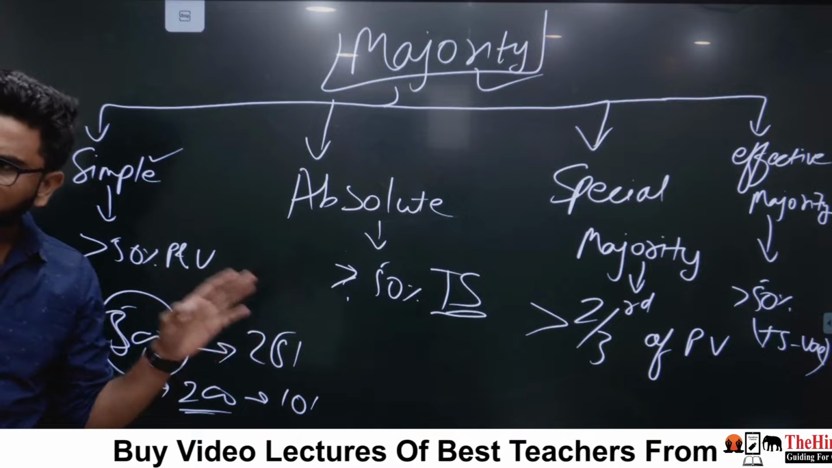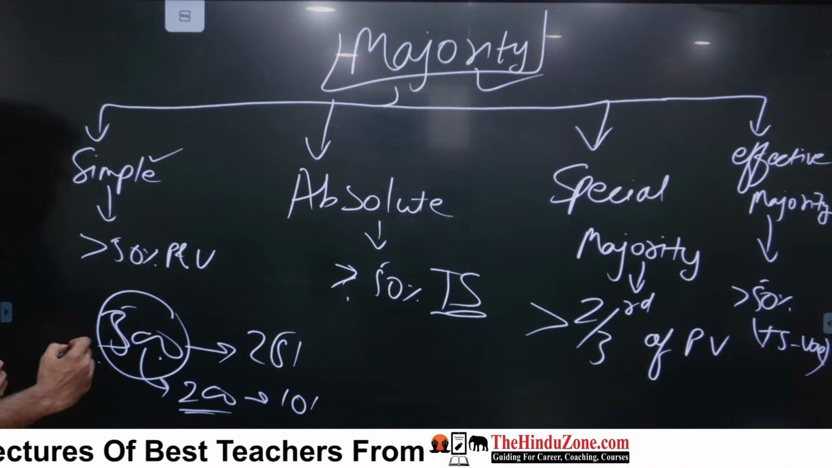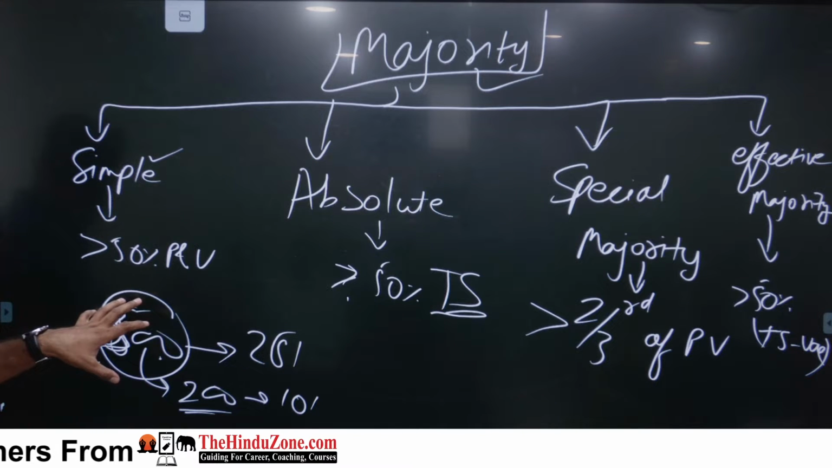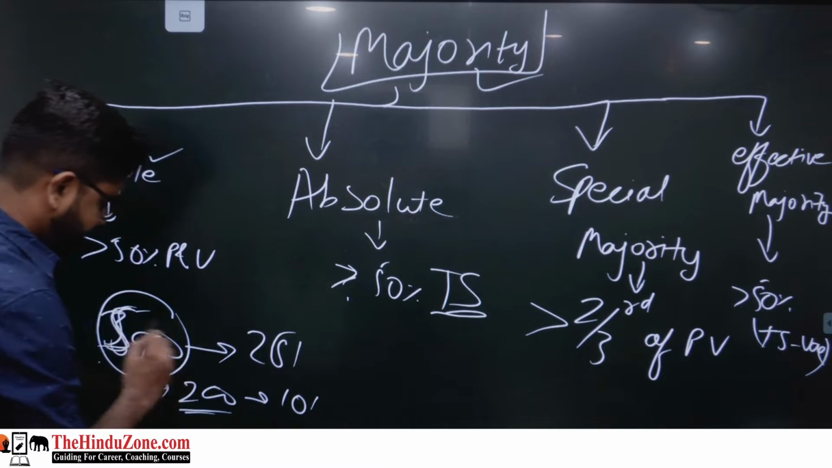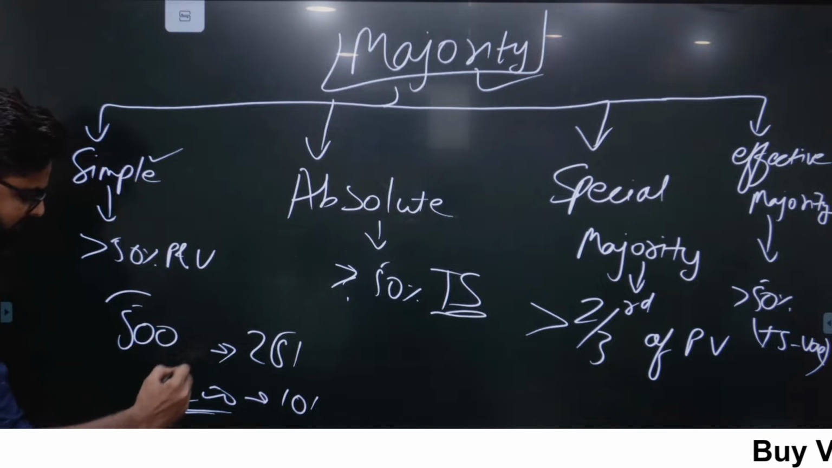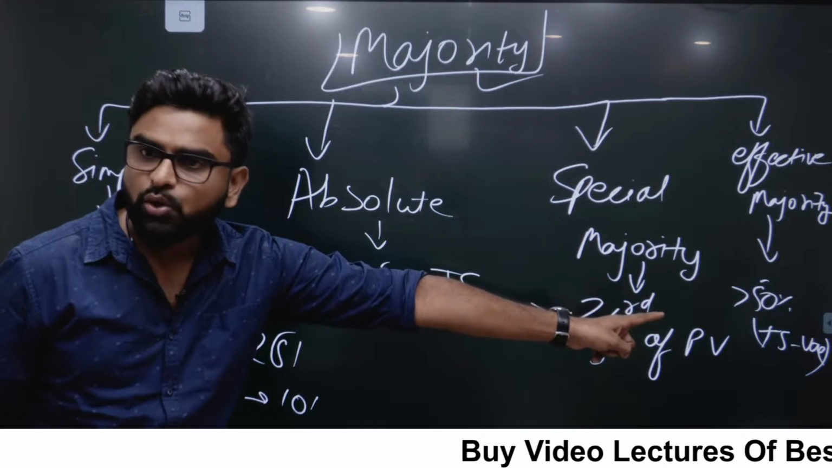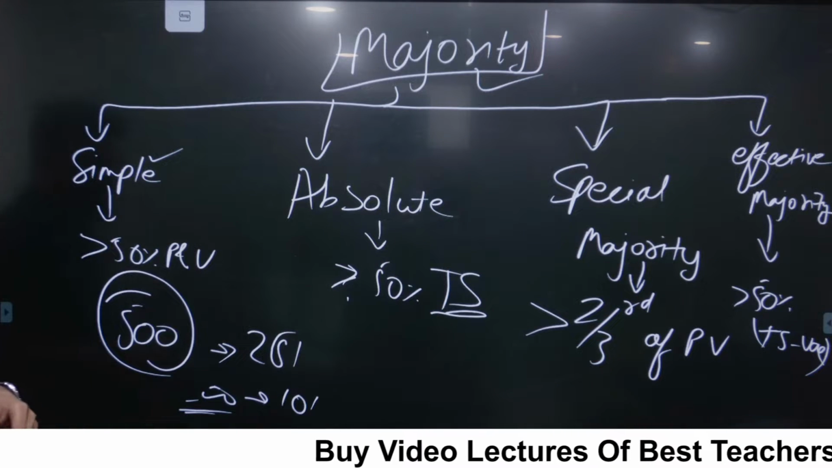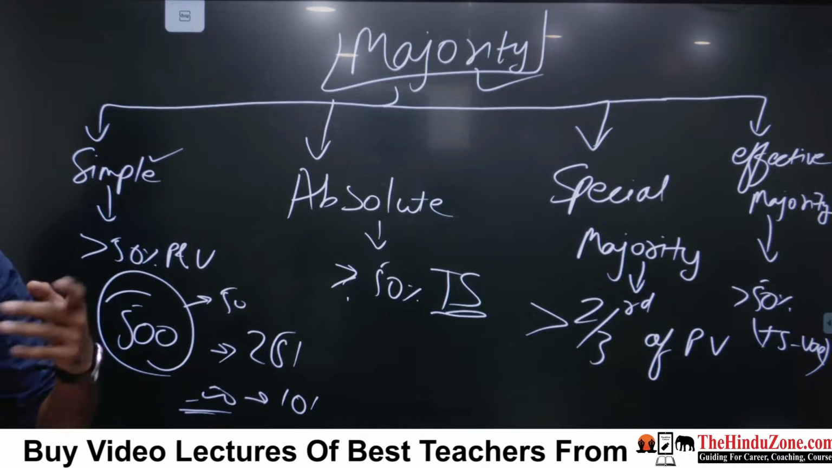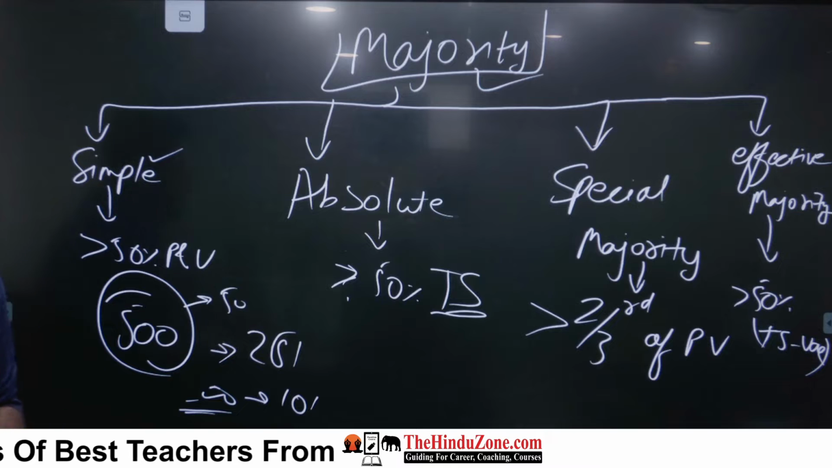So I have to remove the speaker. The members of the house, let's assume, again 500. Total members in the house are 500. We require more than 50% of total strength minus vacancies. Say, for example, there are 50 vacancies. That means 50 people have died or whatever may be the case. There is nobody there. Those seats are vacant basically.